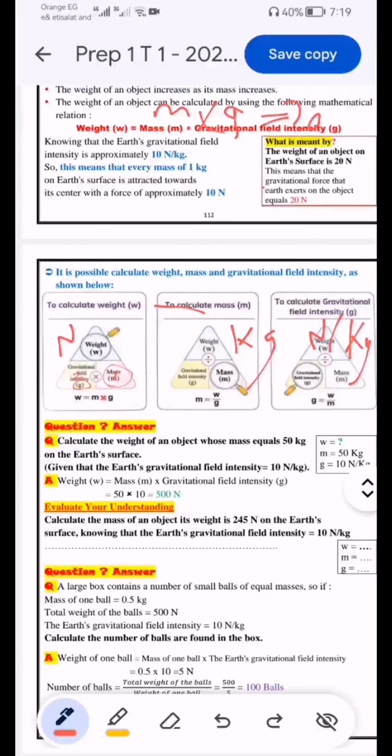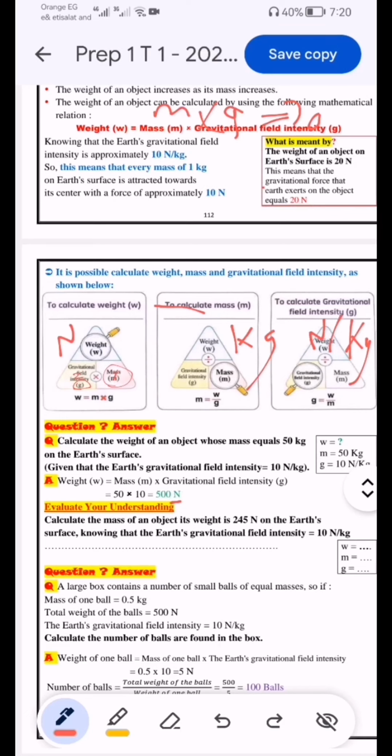calculate the weight of an object whose mass equals 50 kilogram on the Earth's surface, given the Earth's gravitational field intensity equals 10. We said weight equals what? Weight equals M by G, mass by gravitational field intensity. You must write the law. Okay, mass equals 50 and gravitational field intensity equals 10, so the weight equals 50 by 10 equals 500 Newton. And the measuring unit is very important.